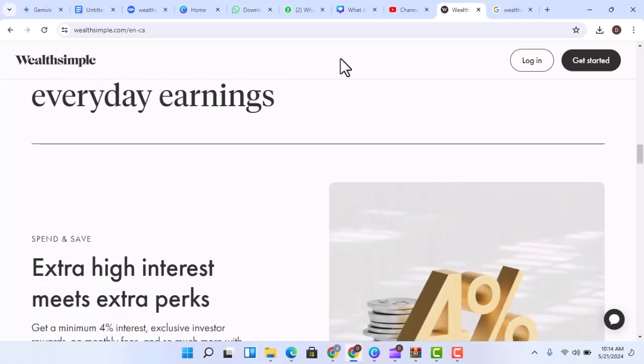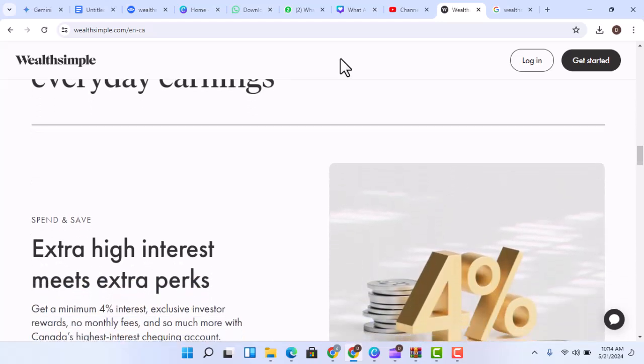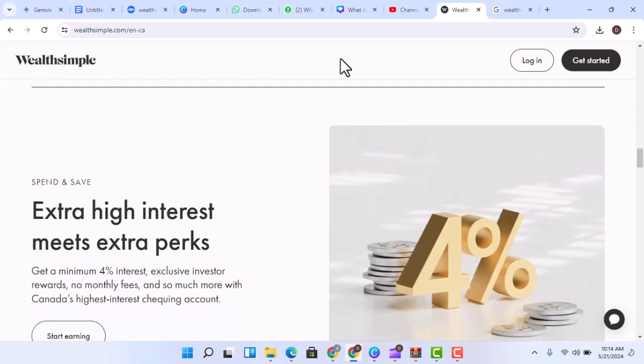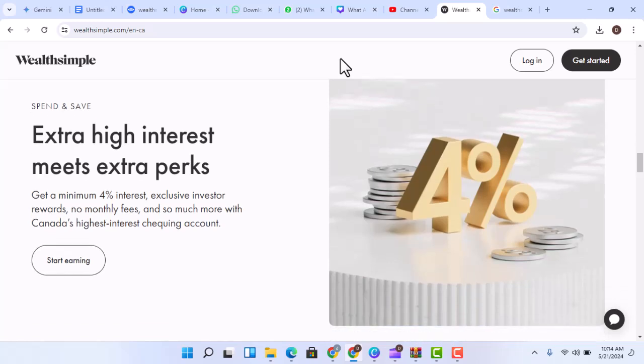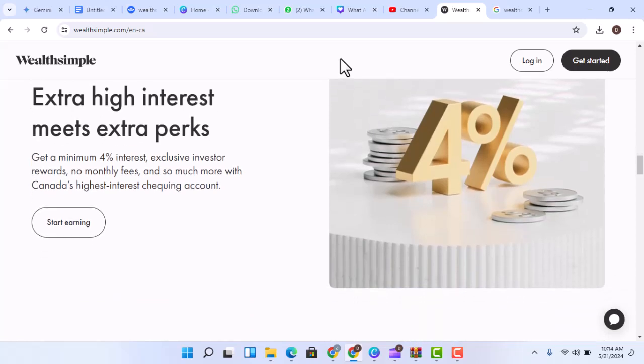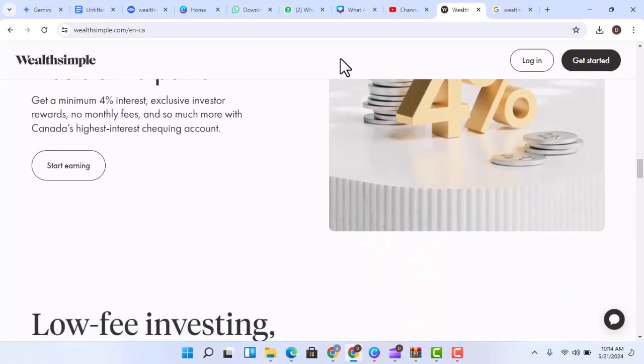Indirect USDC investment. There's a workaround. You can buy USDC on another platform and then transfer it to Wealthsimple to invest in other assets. Here's how it works.